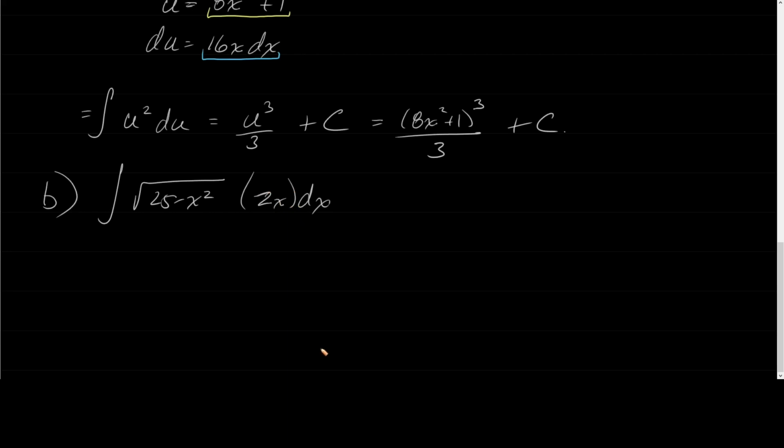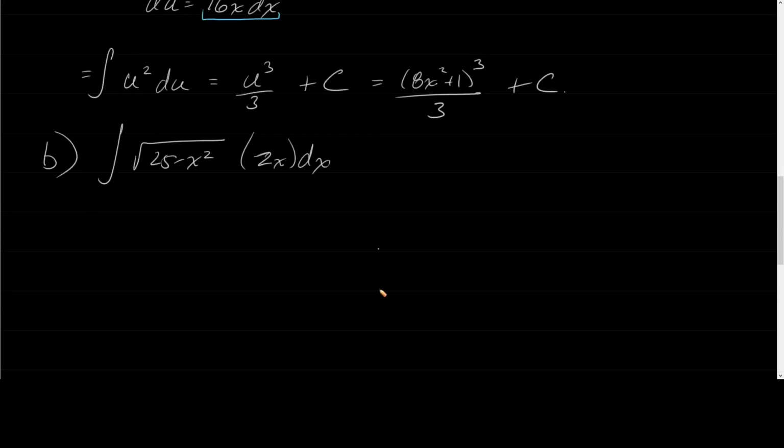Alright, so now let's see. What piece kind of looks like the integral of the other piece? Well, if I let u be this piece, the derivative of this is just negative 2x. This is almost like negative 2x. It is 2x, but it's not negative. So what we can do is, let's start with that.